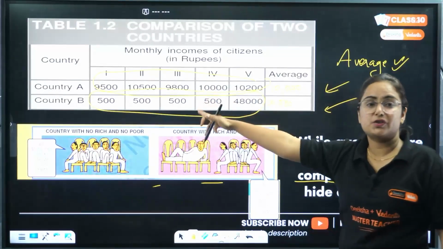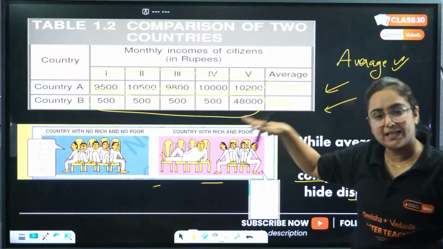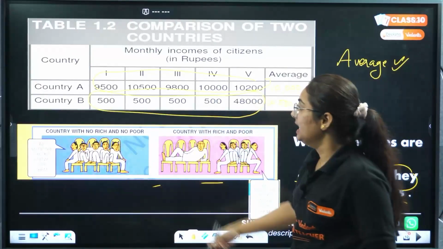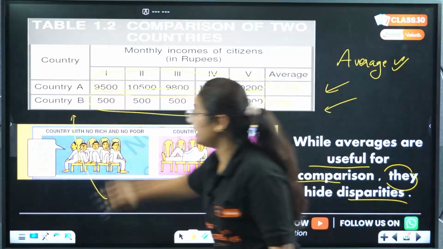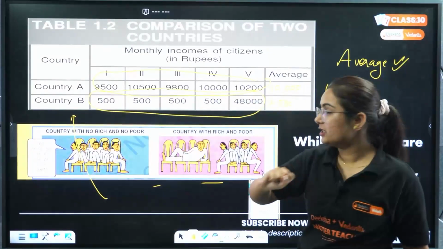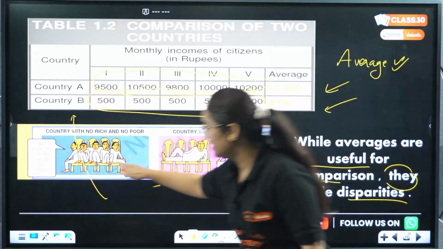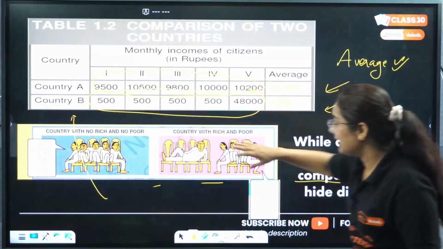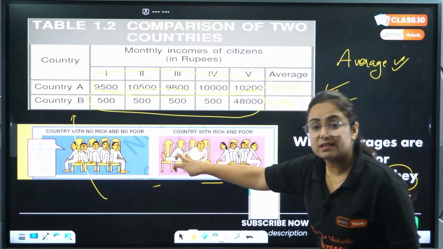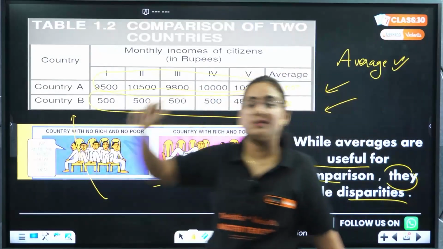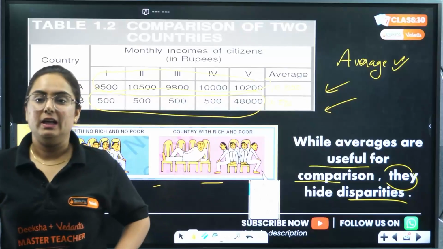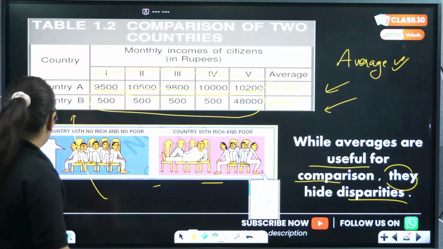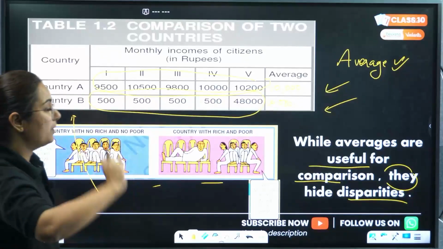And this is very much clear from this table that is given in your NCERT. Very good example is there. If we look at the condition of country A, every citizen is enjoying the same benefits. However, when we see country B, only one person is enjoying the benefit because that person is earning the maximum. Is it clear?